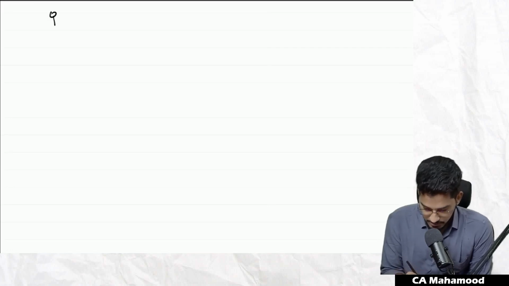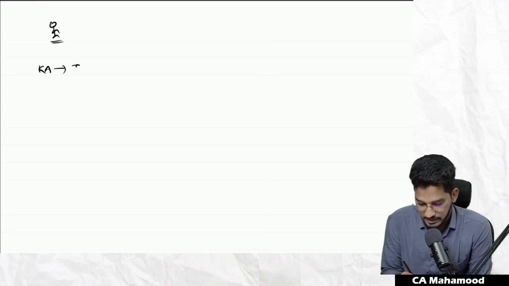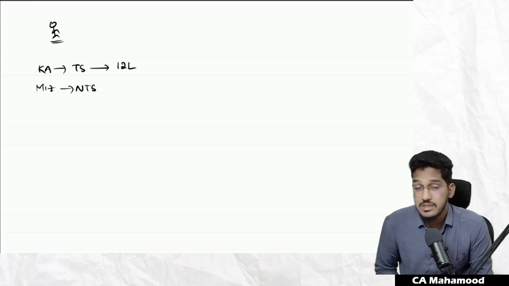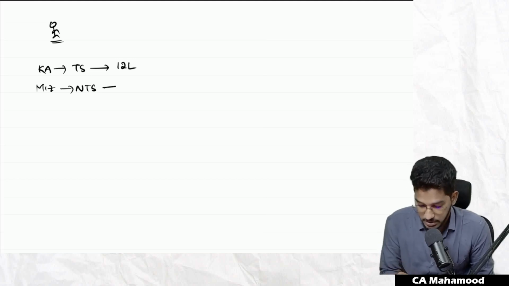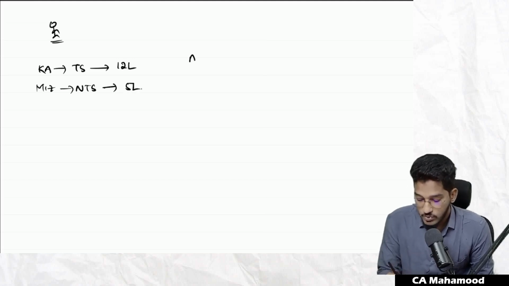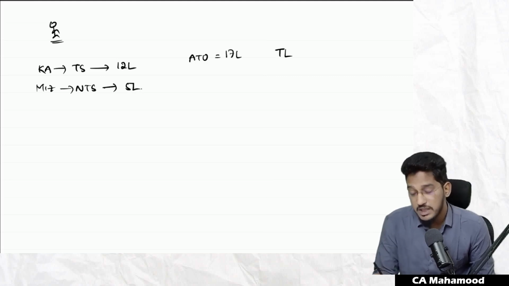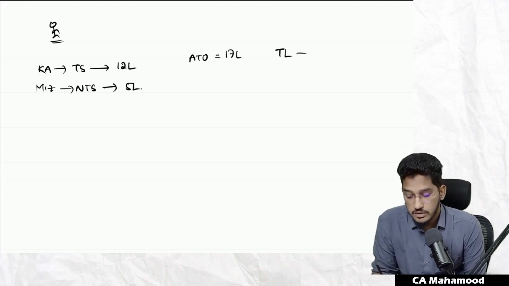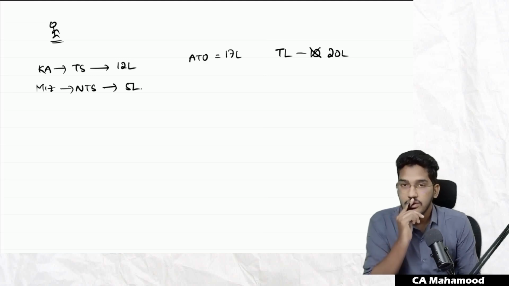Next, let us understand one more example carefully. Now assume that there is a business person from Karnataka, he is making taxable supply of 12 lakh rupees. From Mizoram, he is making non-taxable supply. In Mizoram, he is supplying alcoholic liquor for human consumption, assume some 5 lakh rupees. What is the aggregate turnover? The aggregate turnover is 17 lakhs. What is the applicable threshold limit here? 10 or 20? Not 10, it is 20 only.